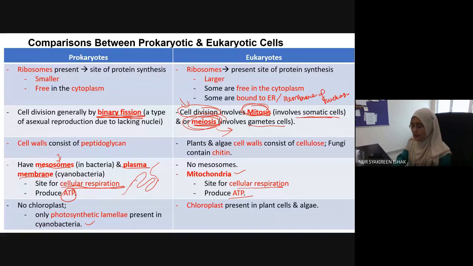But how do they carry out photosynthesis when they do not have chloroplasts? So they have photosynthetic lamella. And then for eukaryotes, photosynthesis is carried out in organelles, which are the chloroplasts.